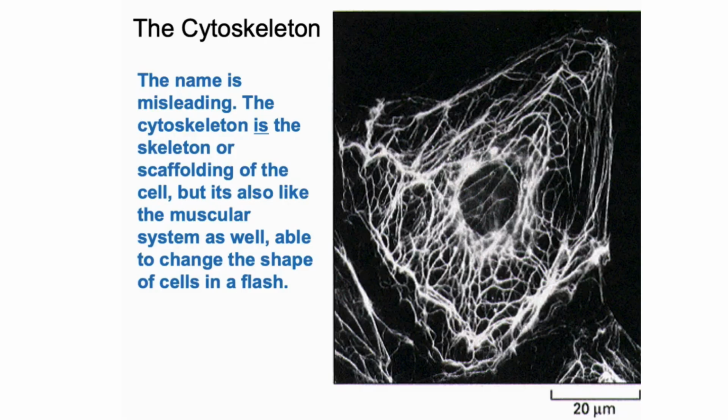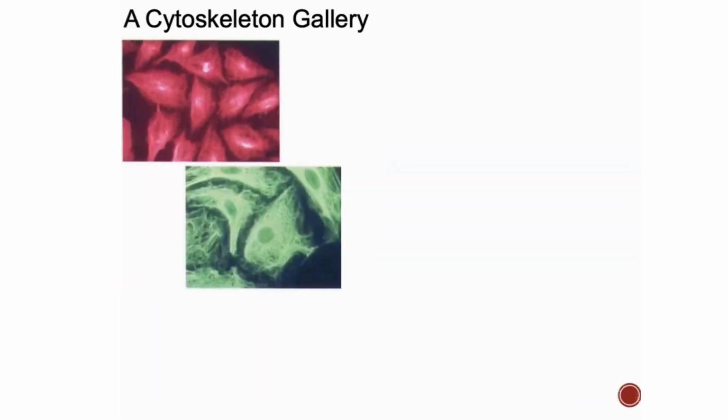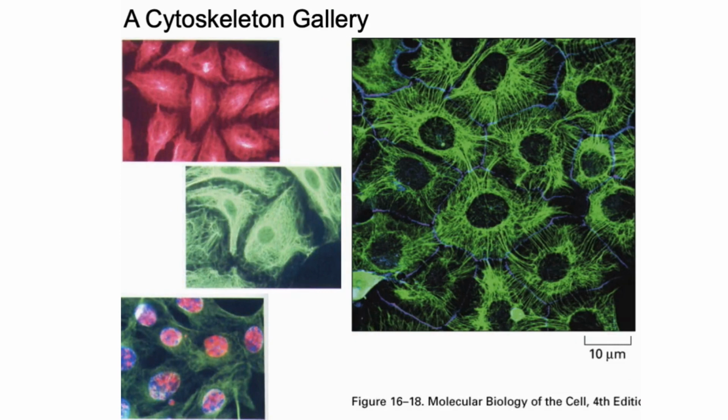Cytoskeleton. The name is misleading. The cytoskeleton is the skeleton or scaffolding of the cell, but it's also like the muscular system, able to change the shape of cells in a flash, such as in phagocytic processes, which go on by the cytoskeleton.